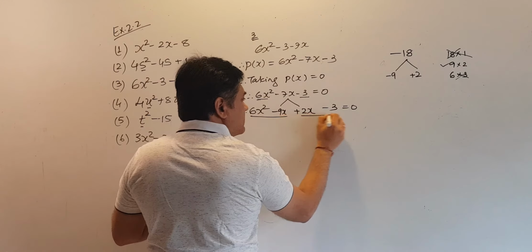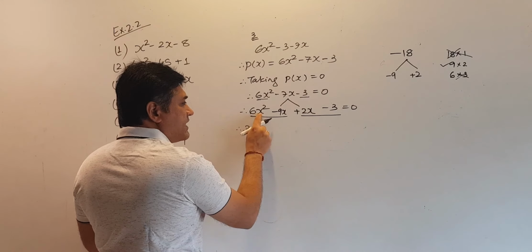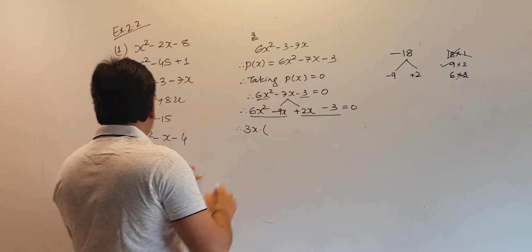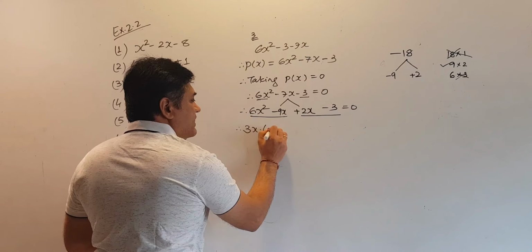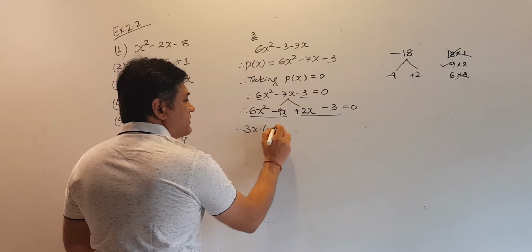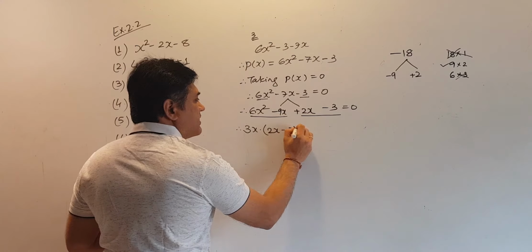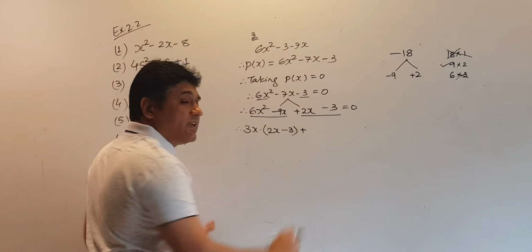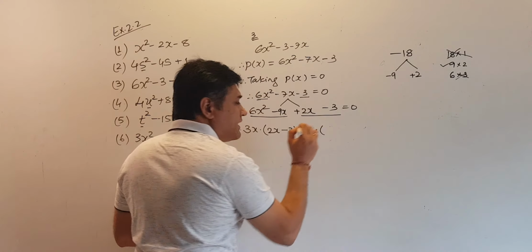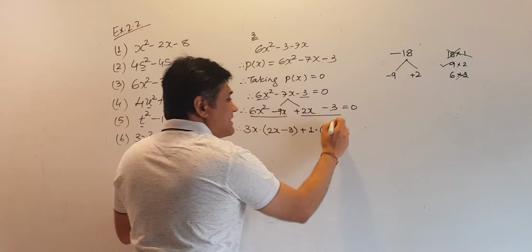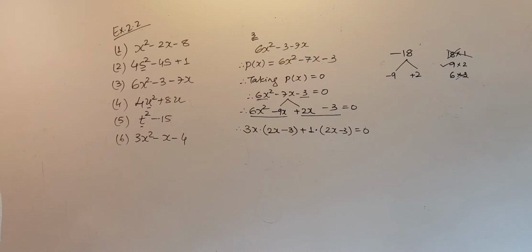Now pairing here, alright, 6 and 9, they fall in one table, that is 3. X square and x, what is common? X. Alright, so now what is left? 6 divided by 3, 2. X square, out of x is there, x. Minus 9 divided by 3, 3. Okay, plus 2x and minus 3. Nothing is common. So what is common? 1. When nothing is common, 1 will be common. What is left? 2x minus 3 equals to 0.